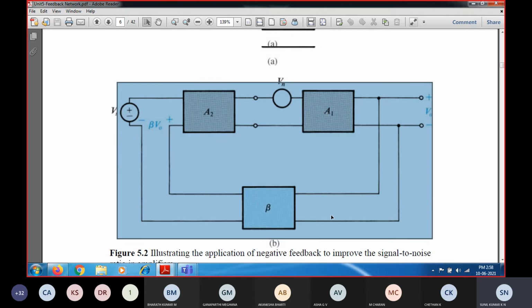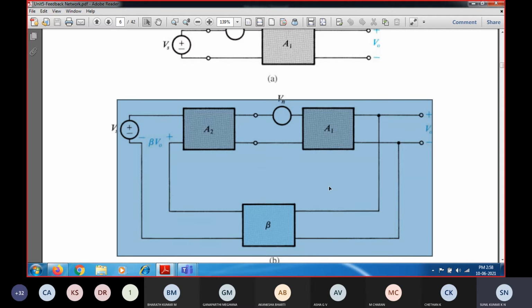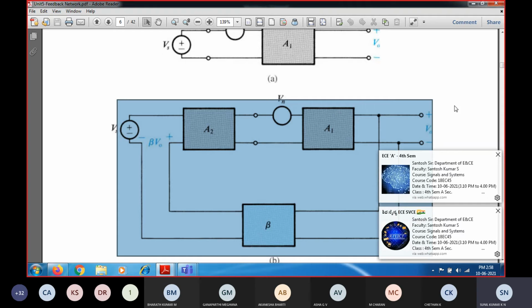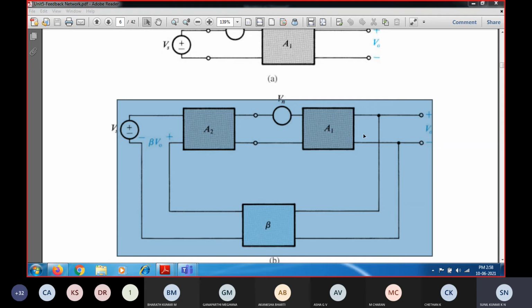So what I'm going to show is that the output signal to noise ratio should be greater than before, which is nothing but the reduction of noise itself. The output is given through the feedback network and goes to the amplifier A2. So now first we need to see what the output is.